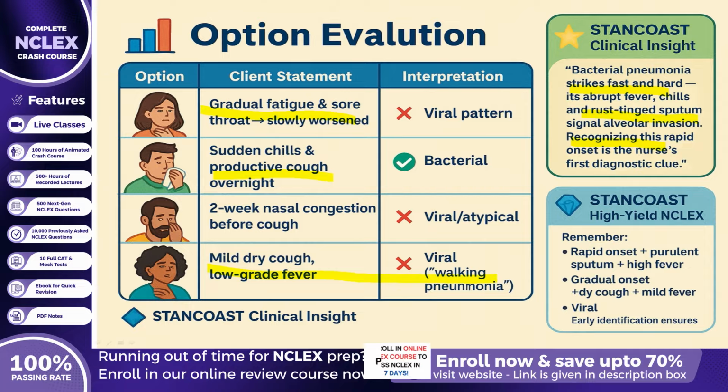High yield NCLEX pearl: always assess onset, sputum character, and fever intensity when differentiating bacterial from viral pneumonia. Rapid onset with purulent sputum and high fever indicates bacterial infection, whereas gradual onset with dry cough and mild fever suggests viral etiology. Let us smoothly transition into another essential NCLEX-style scenario that tests both practical preparation and clinical accuracy.